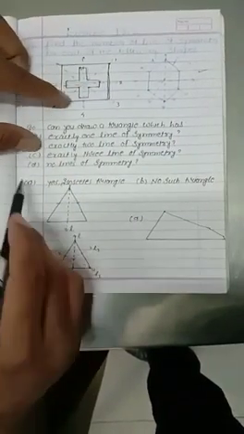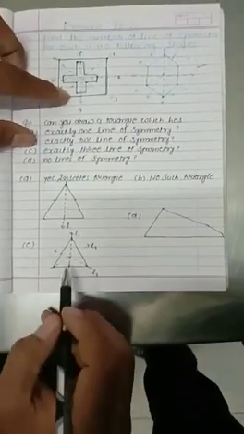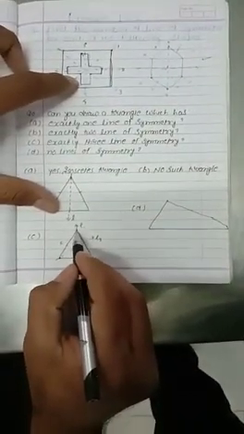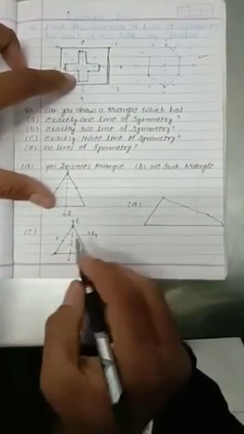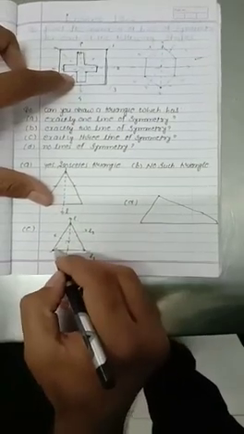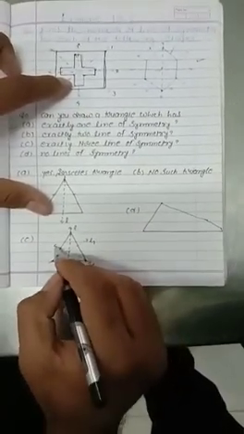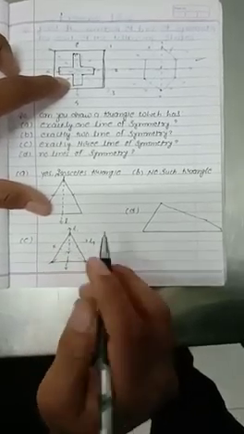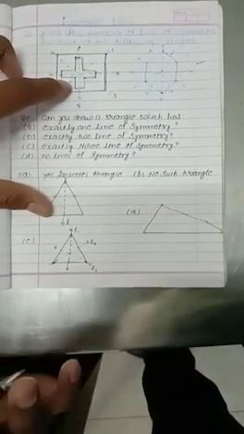Now come to the next one. In the third one, it says exactly 3 lines of symmetry. Yes, it is possible in a triangle where all 3 sides are equal. So one time you fold from this side, and the next from this part, and the next from this part. So by folding along all 3 parts, you get the 3 lines of symmetry.